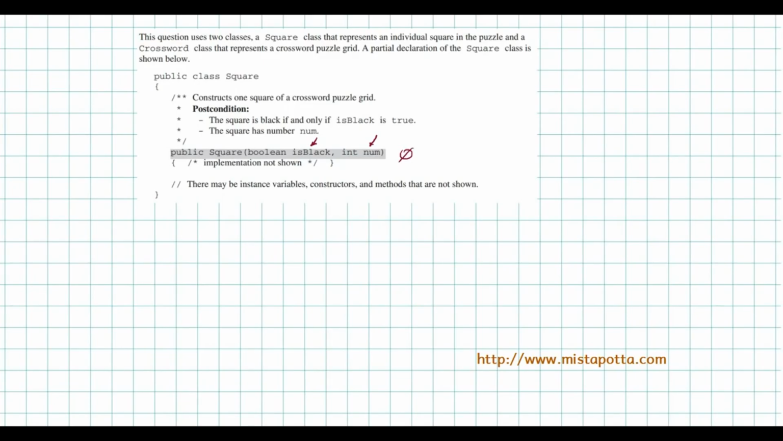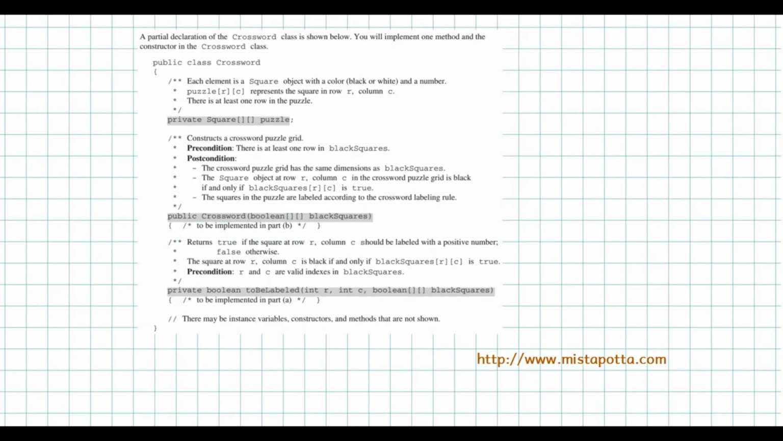in there. So what we're going to have to do is go top down, left to right, given some array of black squares, which is just Boolean, yes it's black or no it's not. We're going to have to create a puzzle. But before we do that, we have to come up with this private helper method, toBeLabeled, which tells us if the conditions are right for this to be one of the blocks that are labeled. This is really going to help us when we have to do our constructor.